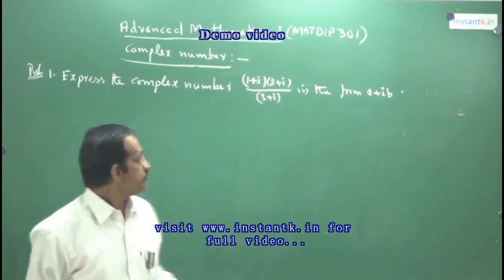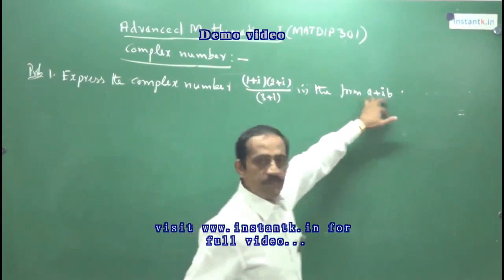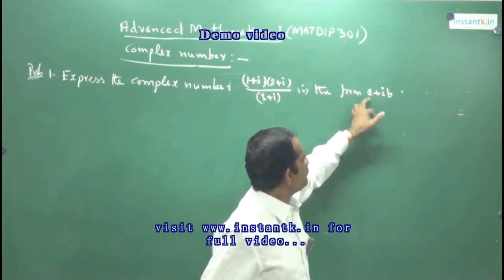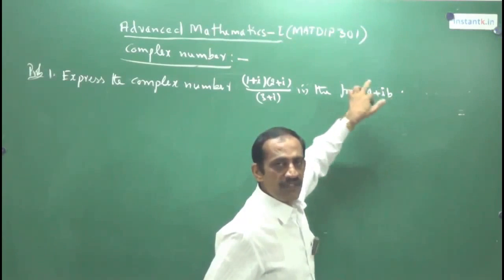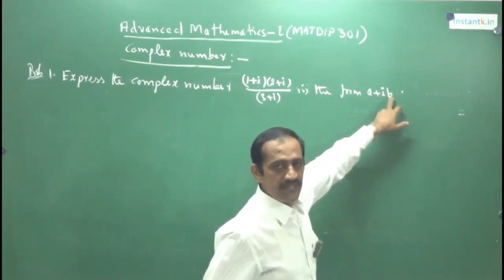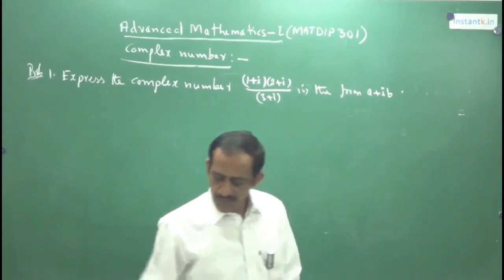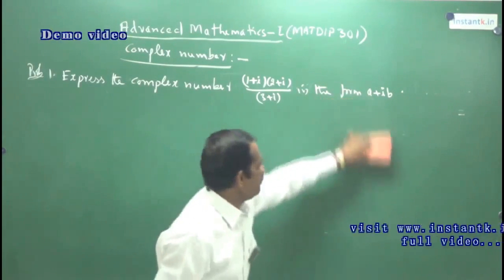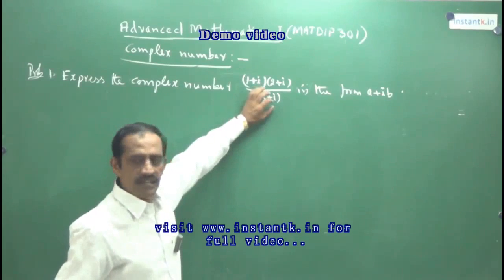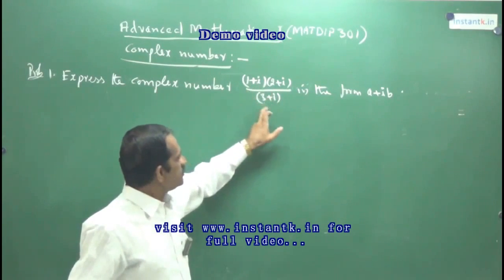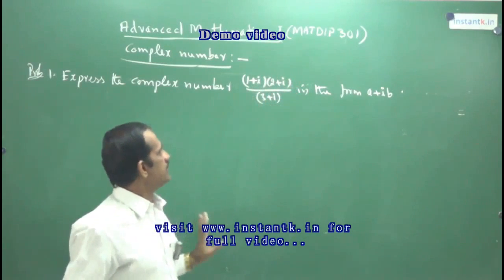Sometimes instead of writing in the form x plus iy, they may give it like this also: express the complex number in the form a plus ib. Instead of x, a is there; instead of y, b is there. This form is called the standard form of the complex number. When a problem of this type is given, you have to avoid the denominator. The denominator must be a purely real number. For that, you take the conjugate of the denominator and multiply the numerator and denominator by it.